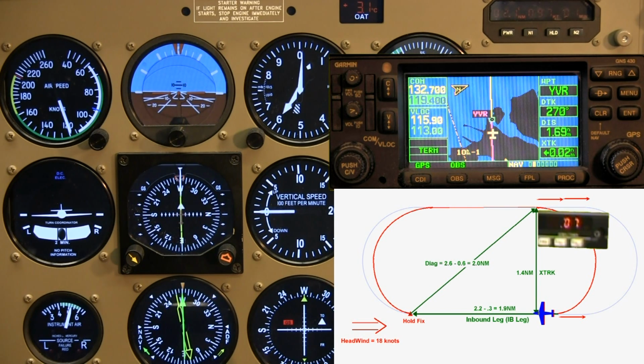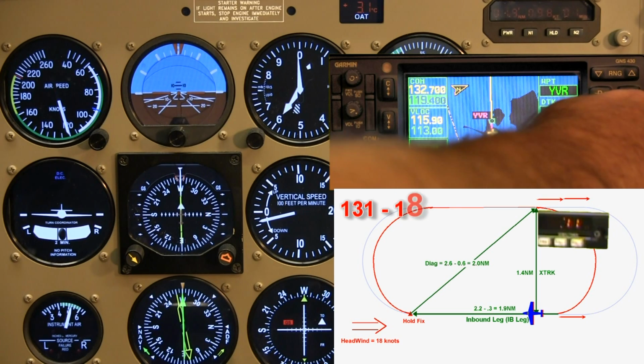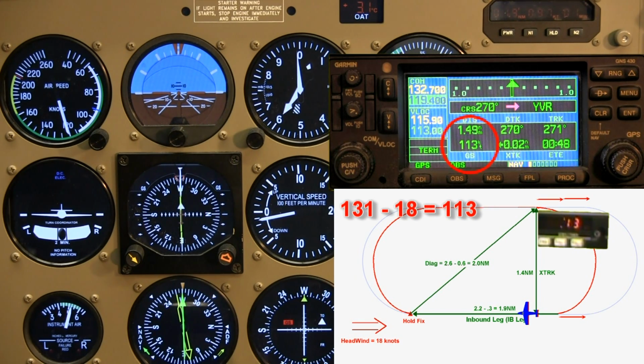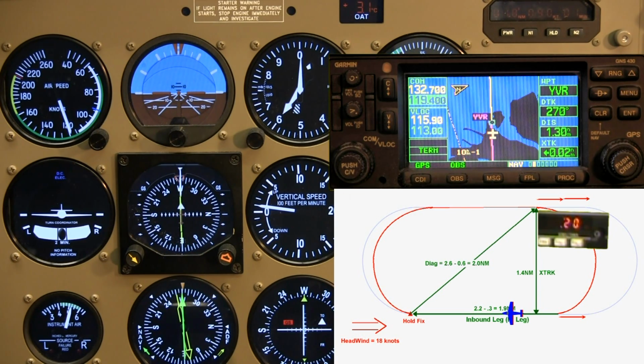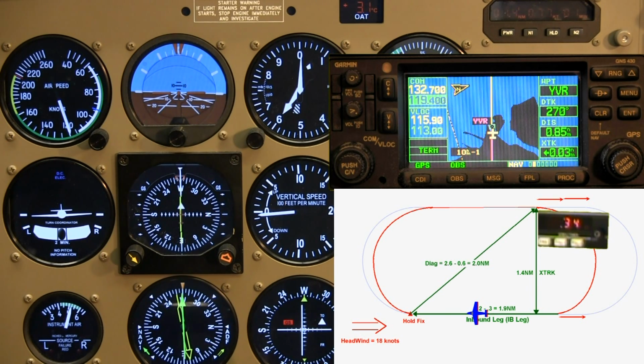Let's get a ground speed check to confirm. 131 minus 18 is 113. Yep, 113. So we do have an 18 knot headwind. When we get to the VOR, all we have to do is turn right to heading 090 and fly to a diagonal distance of 2.0.